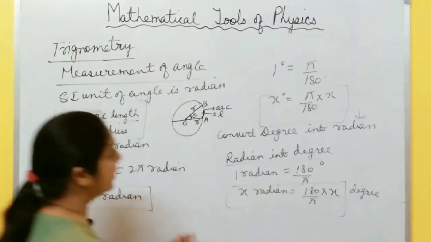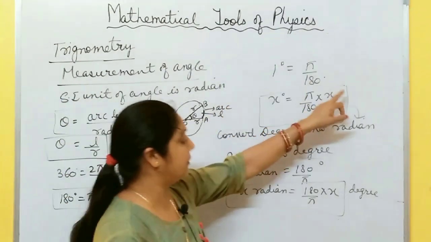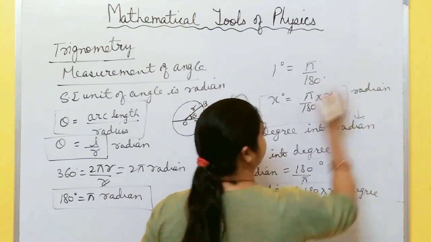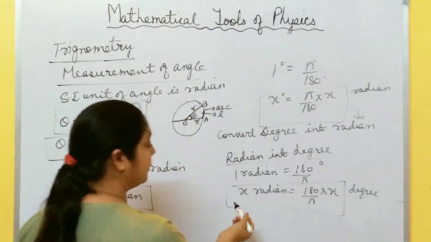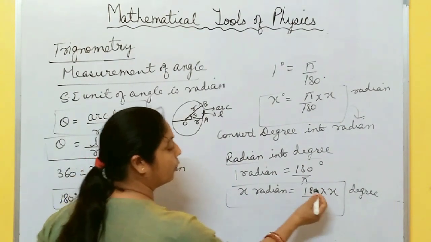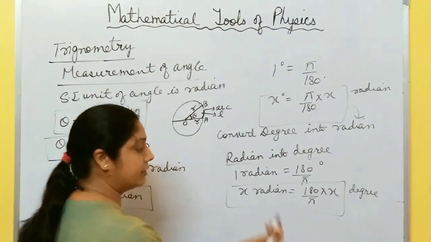So this one is the formula to convert degree into radian. This one is degree into radian: for x degree, pi by 180 into x. And this formula is used to convert radian into degree: for x radian, 180 by pi into x degree.